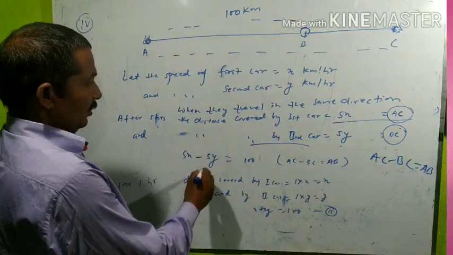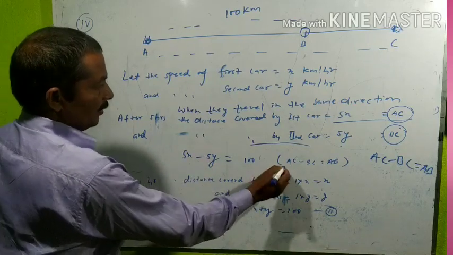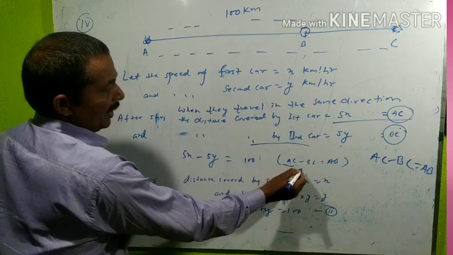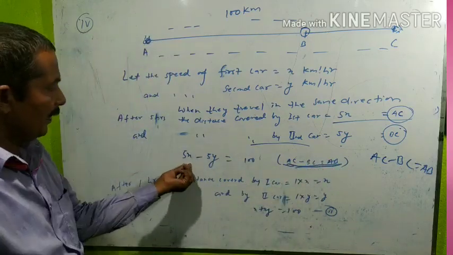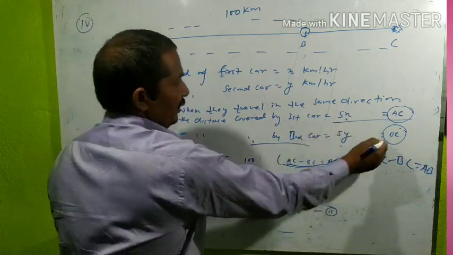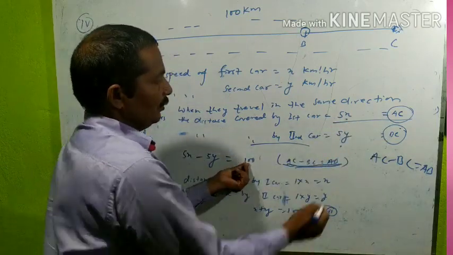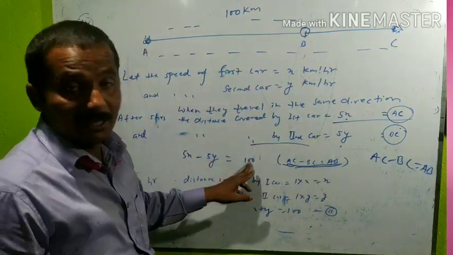So the equation will be like that. I have written here AC minus BC is equal to AB. Here AC is 5x, minus BC is 5y, is equal to AB. AB is already given, it is 100. I have written 100 here.